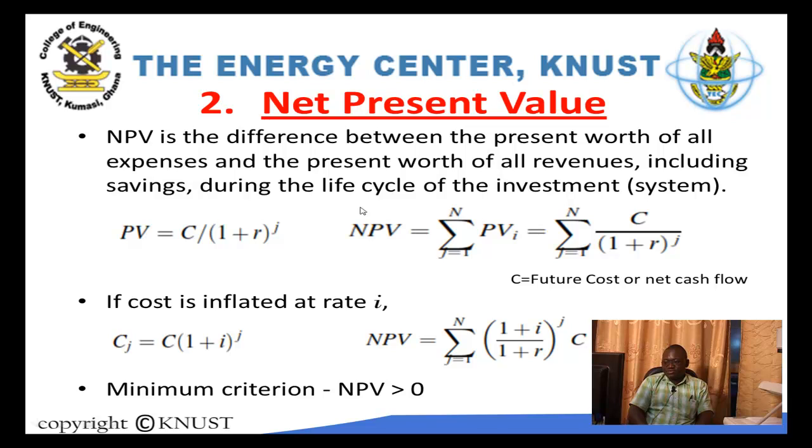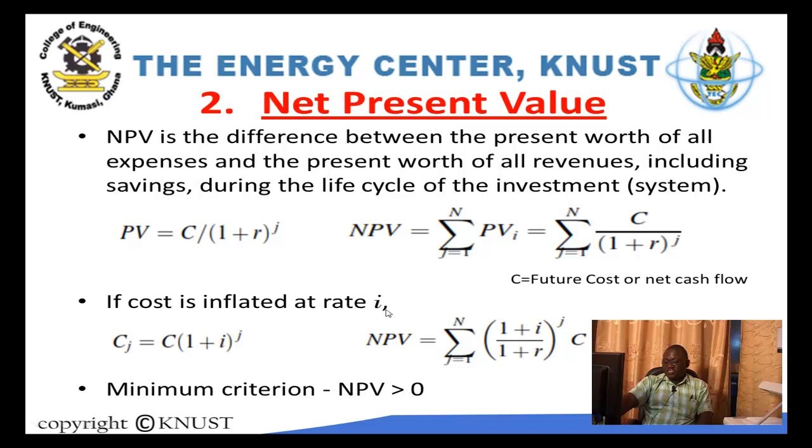of the project. So the relationship for calculating the net present value is expressed there. Bear in mind that the C in this formula is a net cash flow, the difference between the cash inflow and the cash outflow, summed over the number of years of the project.